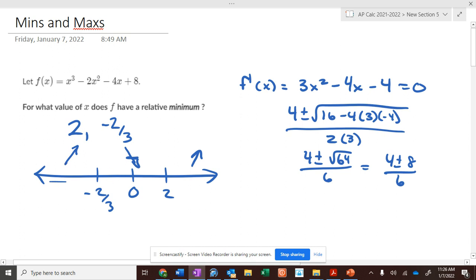Just to check, we could throw a negative 10 in here. Square negative 10, it's 100. So this is like 300 plus 40 minus 4, which is definitely positive. So it's positive, negative, positive. So where's the max at? At negative 2/3, because the graph is going up, then down, so there's got to be a max up here somewhere. Where's the min going to be at? 2, somewhere down here. For what value of x does it have a relative minimum?